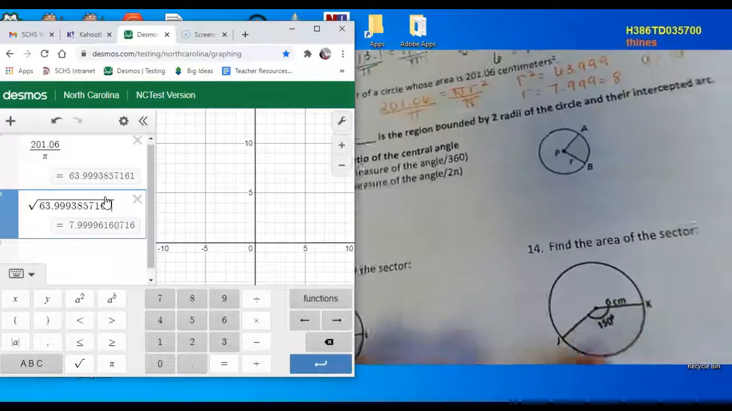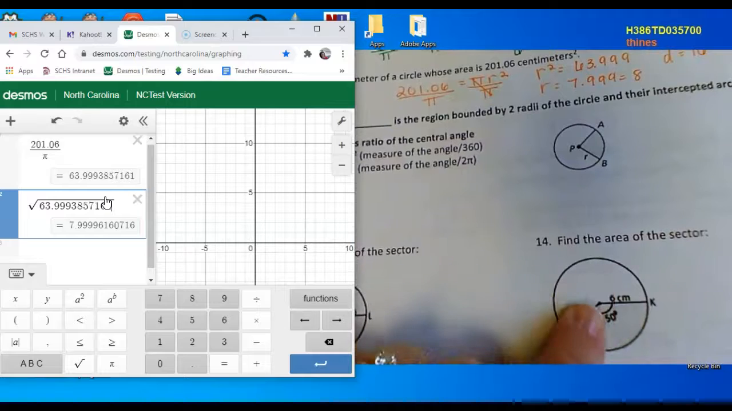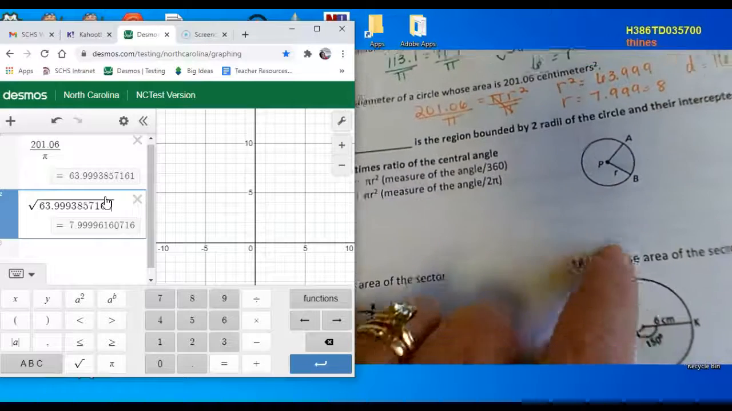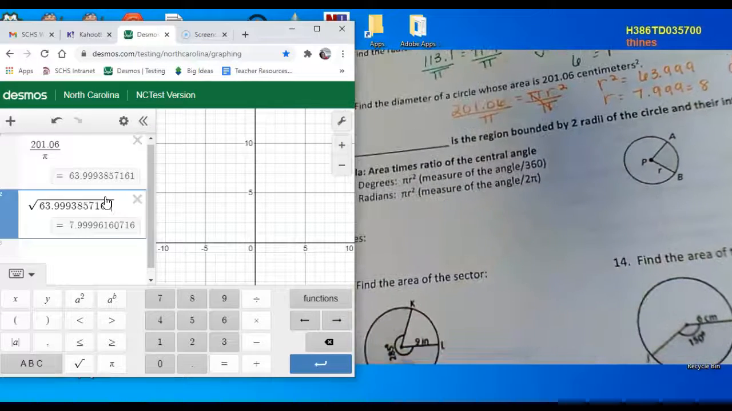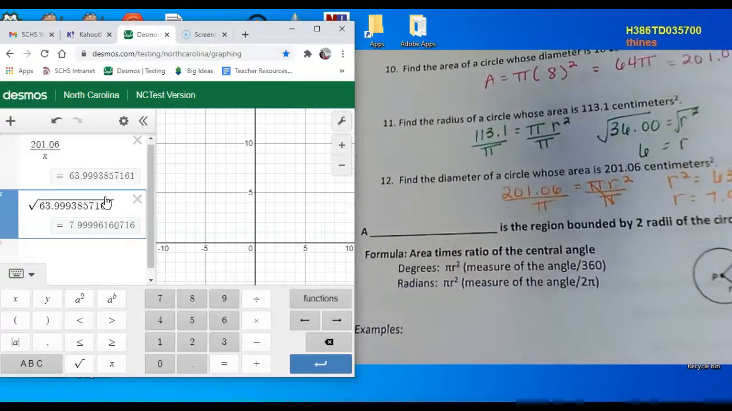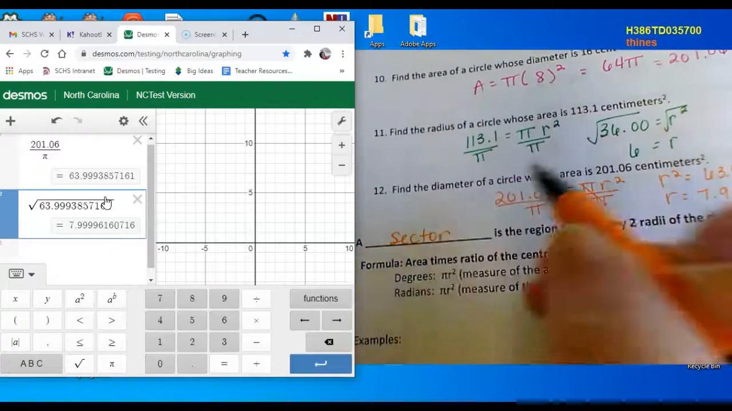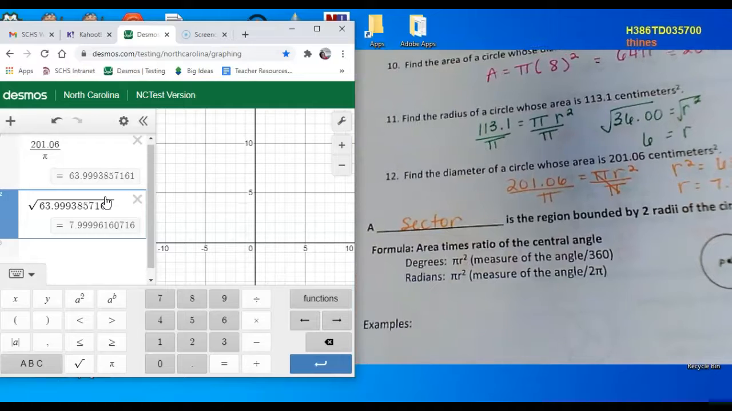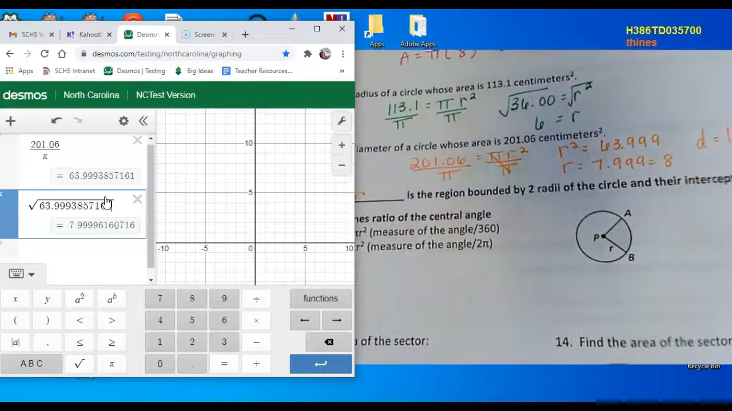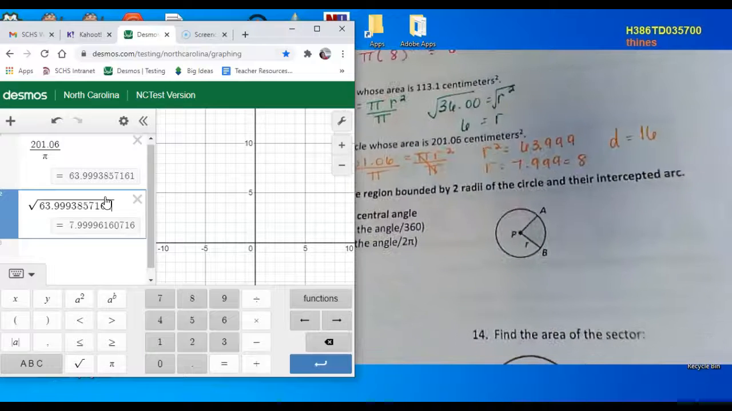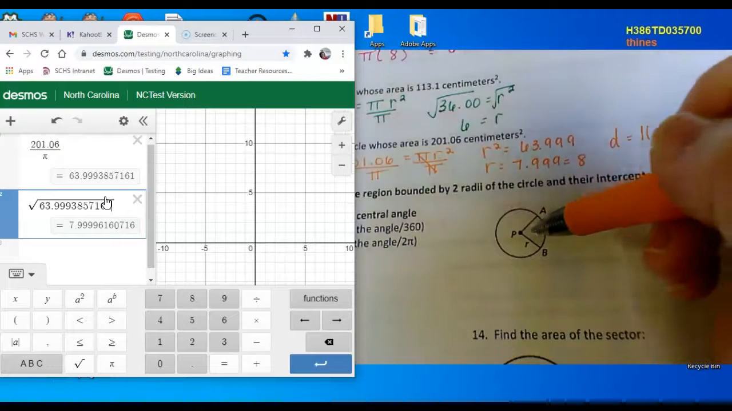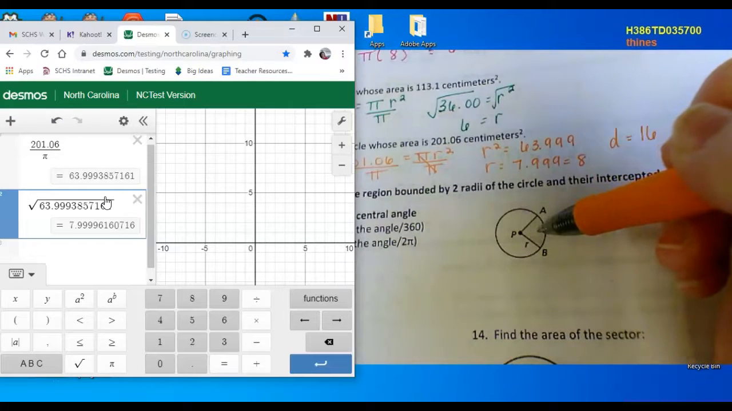And that looks like this, instead of all of it shaded, just part of it shaded. It's called a sector. A sector is the region bounded by two radii of the circle and their intersected arc. But basically, it's this shaded part. So it's part of the area, it's just not the whole thing.